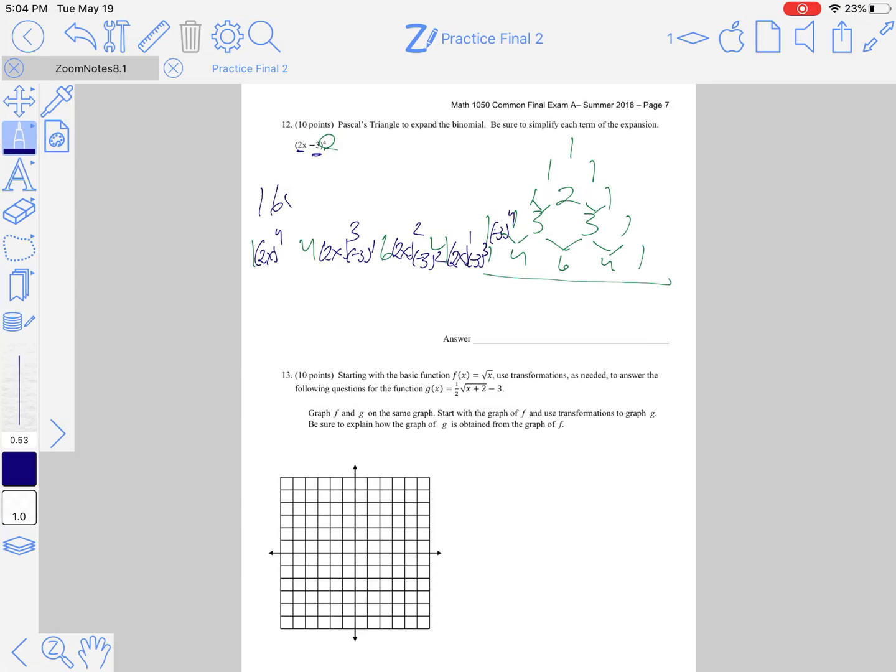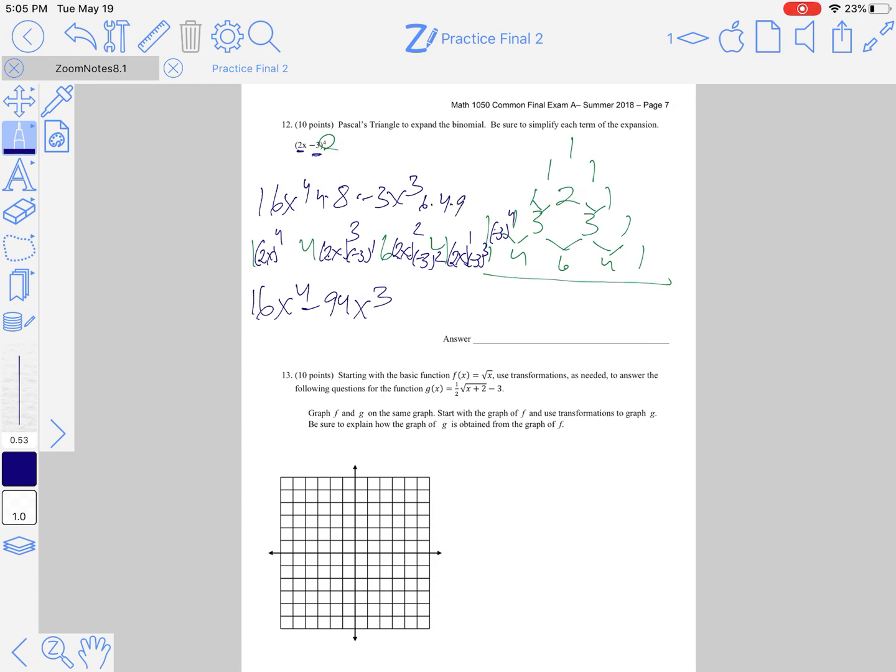2 to the fourth is 16. x to the fourth times 1 is 16 x to the fourth. 2 to the third is 8. Negative 3 to the 1 is negative 3 times 4. And then we have x to the third. So 4 times 8 is 32 times negative 3 would be negative 96 x to the third. 2 squared is 4. So we get 6 times 4 times negative 3 squared, which is 9.